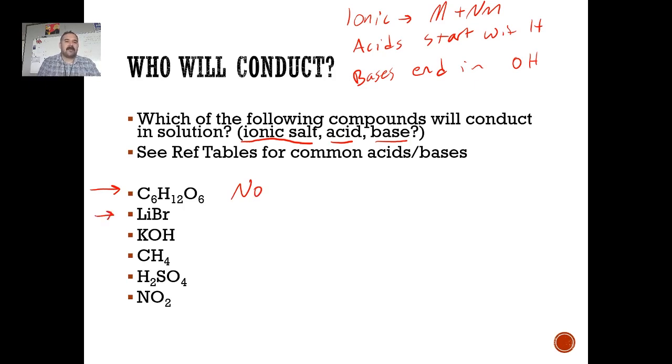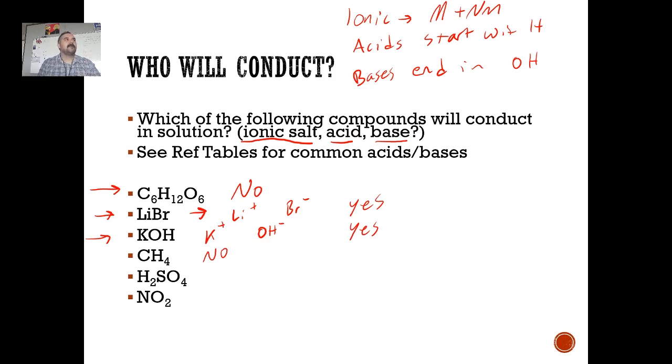The next one, is it ionic? If it's ionic, what's going to happen is when you put it in water, it's going to give you Li plus and Br minus. So will it conduct electricity? Yes. Next one is potassium hydroxide. What is potassium hydroxide? This is a base. When you put a base in a solution, it's going to give you K plus and OH minus. Will it conduct electricity? Yes. The next one is CH4. Is it ionic? Is it an acid? Is it a base? Will it conduct electricity? No, it will not.